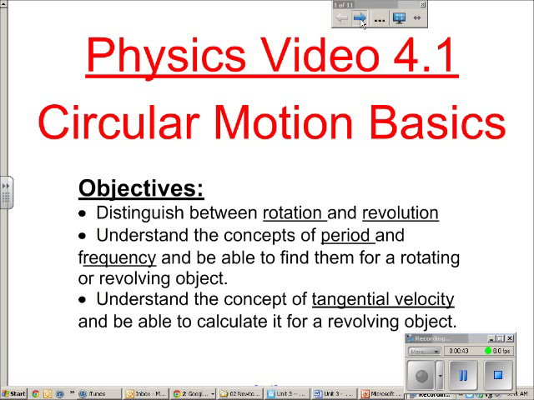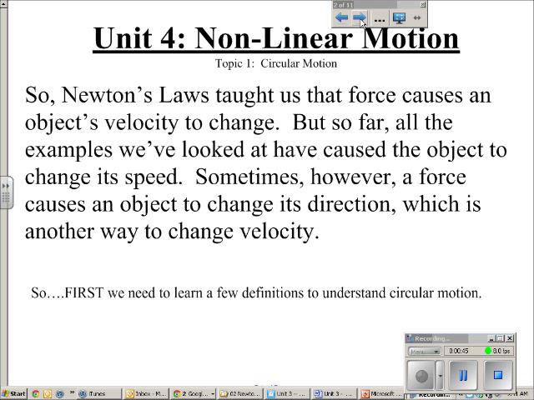All right, so here we go. Like I said, this unit is going to be a unit on nonlinear motion. We're basically going to talk about two topics. The first topic is circular motion. We're going to talk about objects moving in, as the name would suggest, a circular path. And then the second topic will be projectiles, which is basically, you know, like if you throw a baseball across a field or something like that.